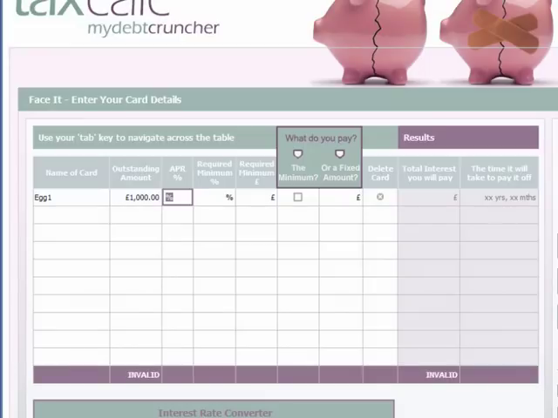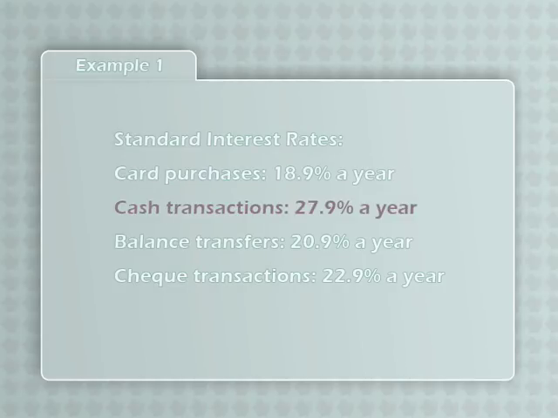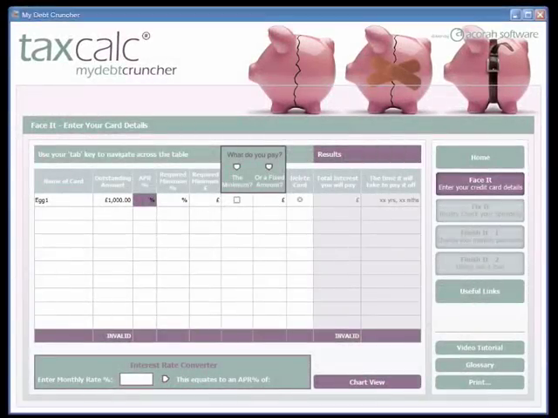If you have varying APRs, use the one which applies to the way you've used your card. For example, if you've bought more goods with that card, then use the rate that applies to card purchases, and if you used it to draw cash, then use the cash transactions rate instead. If you're not sure which to use, then contact your card issuer to find out which rate applies to your particular card.